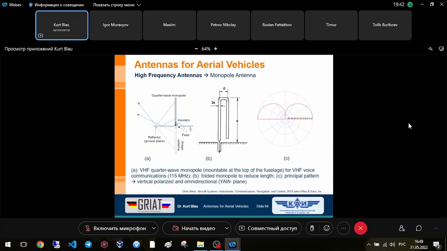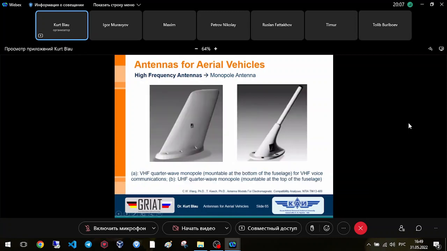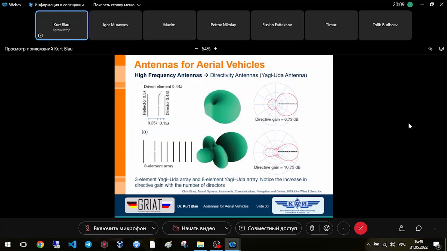Also, I showed you some ideas how to make a dipole shorter. Means we make a monopole, but this only works if we have a conductive surface here, like an aluminum plate, or like the outer skin, the outer part of a fuselage of an aircraft. Some examples of application.